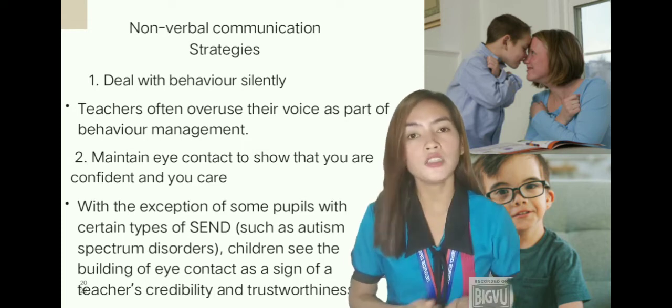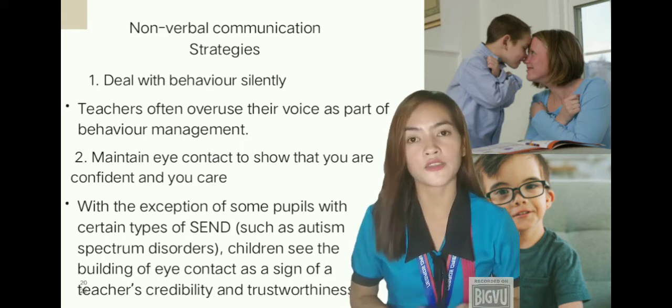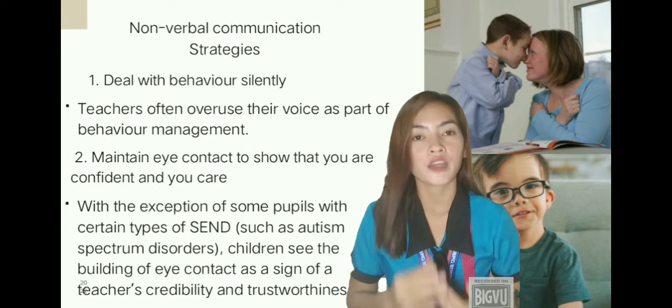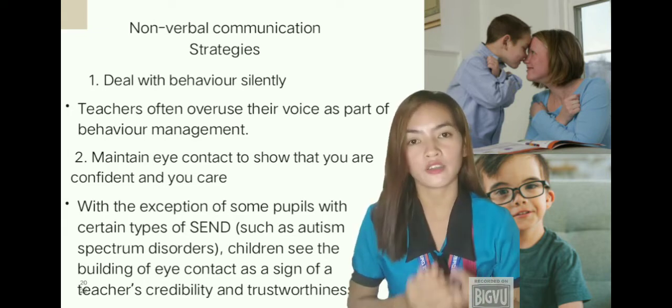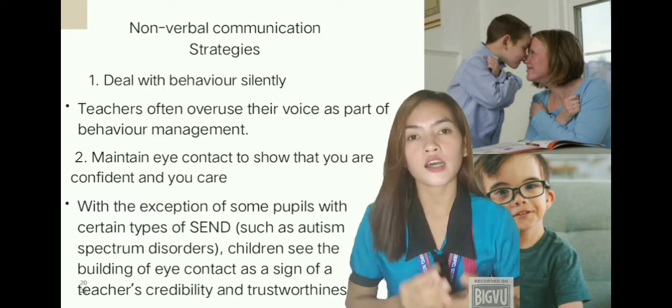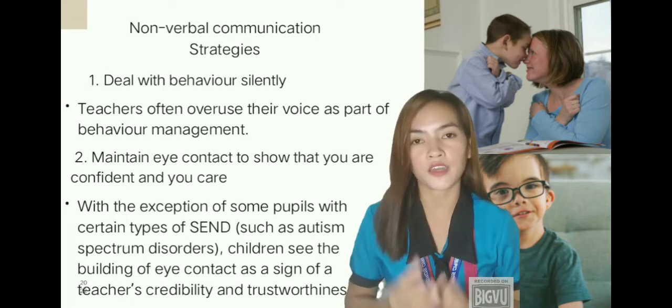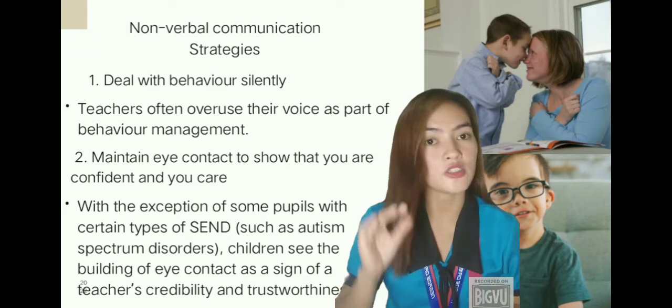A look of consternation at the last pupil still speaking, a finger waved from side to side or placed over the teacher's lips are some of the best behavior management I've ever seen involve little speaking.